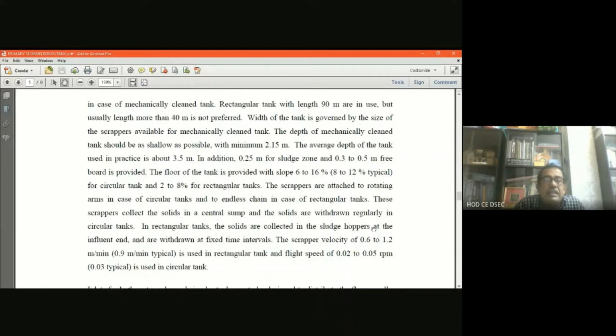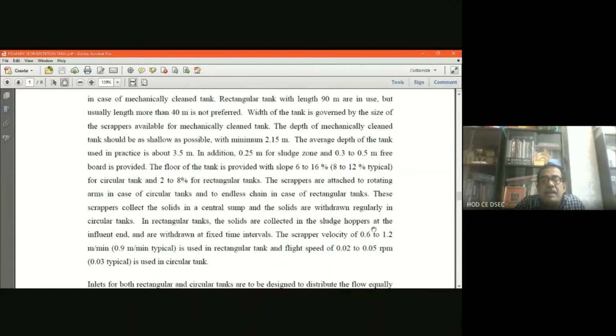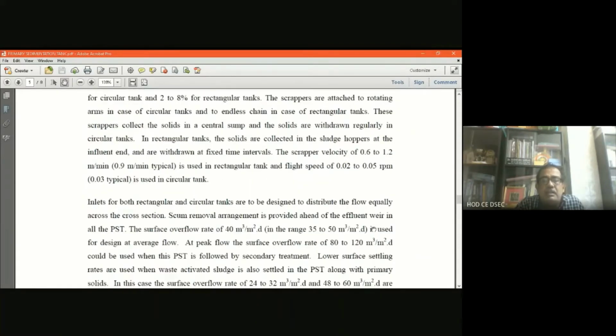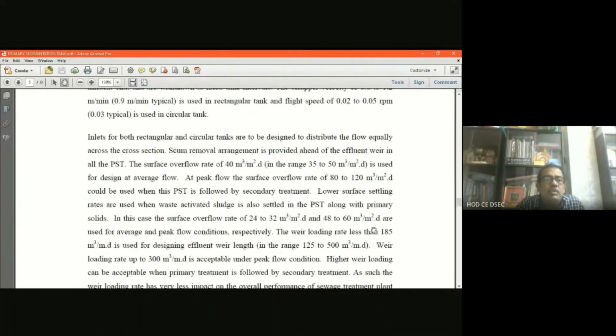Now these scrapers collect the solids or sludge in the central sump in case of the circular, and in case of the rectangular it is collected at the sludge hoppers at the influent end, that I will also show in the figure. And from the sump, at a fixed interval of time, the solids are removed. The scraper velocity is 0.6 to 2, that will not be required in this design operation, just to give you an idea.